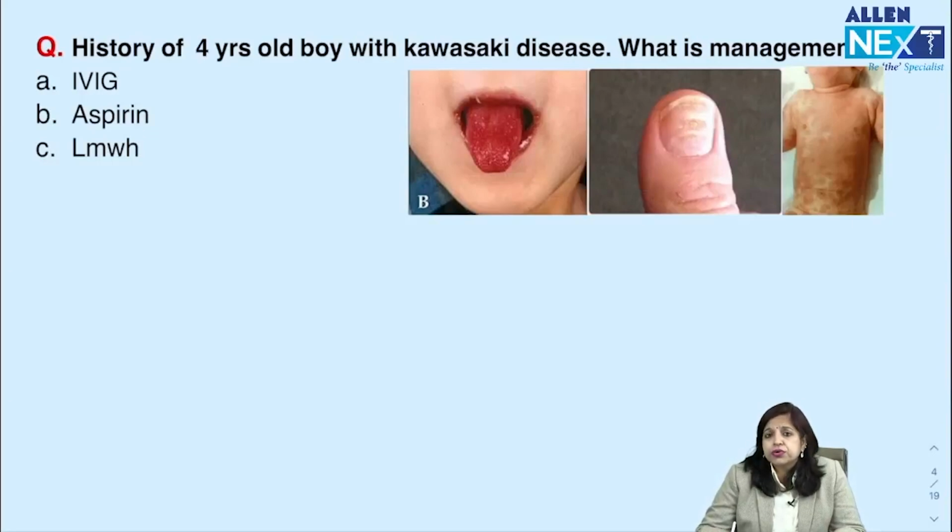Initially, it is given at a higher dose for its anti-inflammatory action, and then later on it is tapered to lower doses and continued for a longer period. So let us look at what Kawasaki disease is all about.